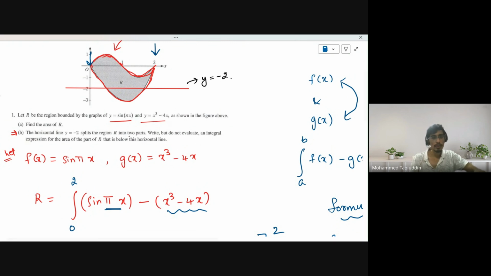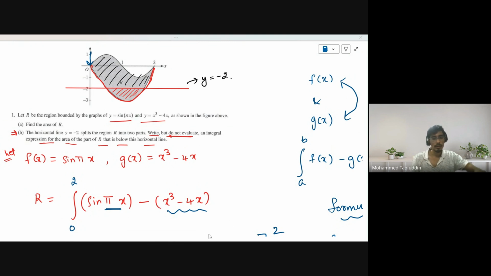It splits the region R into two parts. Region R, obviously, is splitting into two different parts, not equal. You can see one of the parts is above, and one of the parts is below y equals minus 2. The question is to write, but do not evaluate. They don't want you to find anything. They don't want you to solve completely. But do not evaluate an integral expression for the area of the part of R that is below this horizontal line.